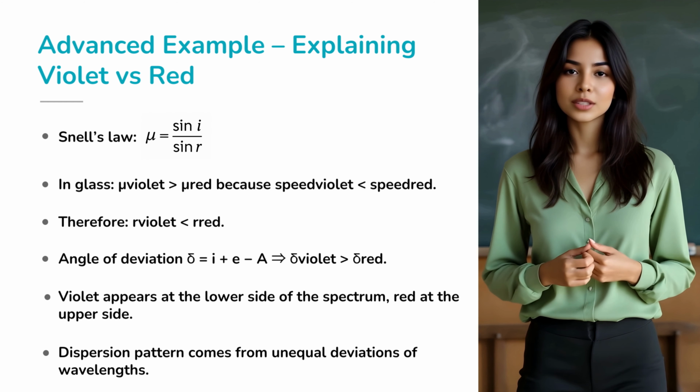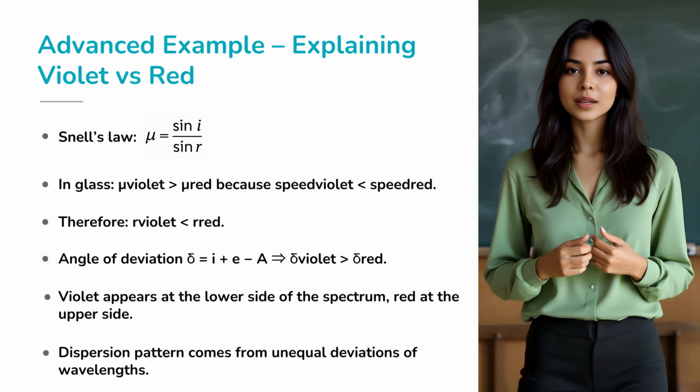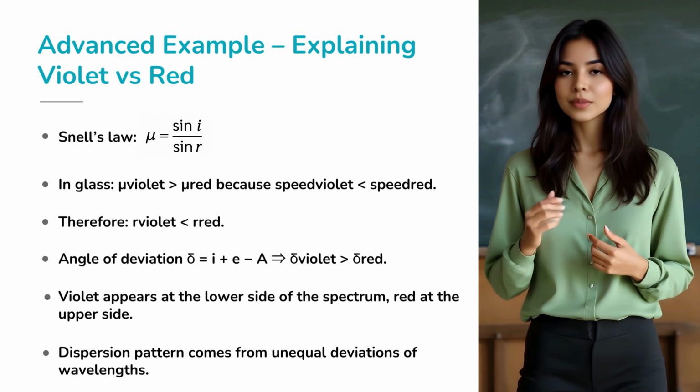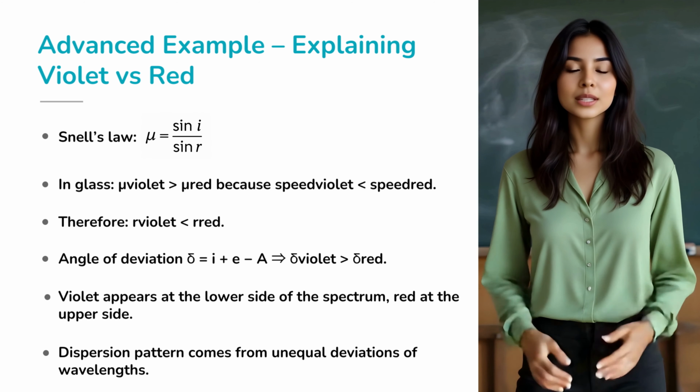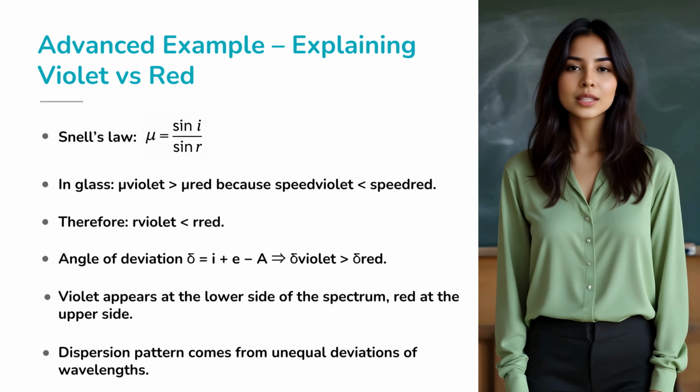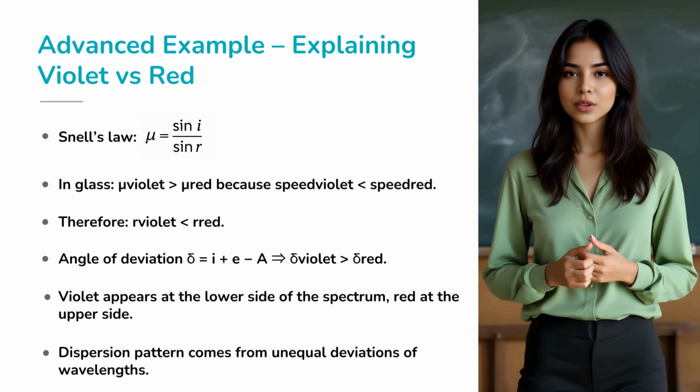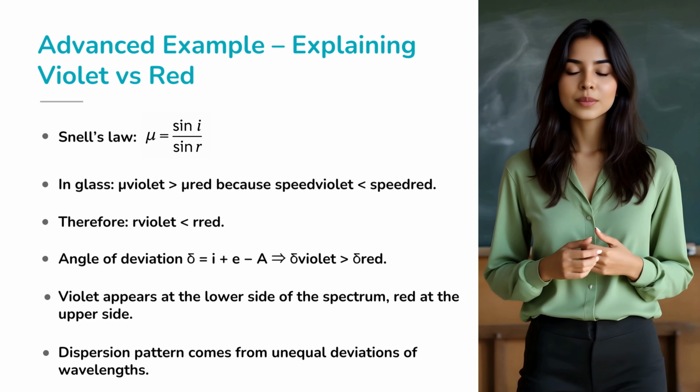In simpler words, violet is like a gymnast, bending sharply. Red is like a strong sprinter, keeping straighter. This is why violet always appears at the bottom of the spectrum, while red always appears at the top.